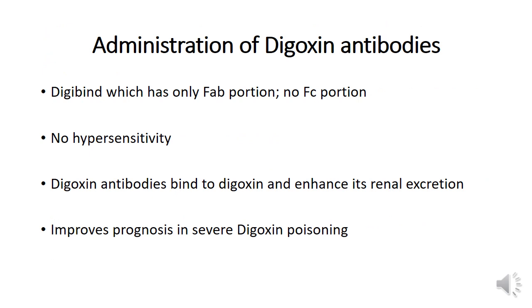Now, digoxin antibodies are also available for the treatment of digoxin overdose or digoxin toxicity. In fact, this antibody has improved the prognosis in patients who are diagnosed with digoxin toxicity. These antibodies enhance the renal excretion of digoxin after binding to them. Allergic reactions are not seen with the digoxin antibodies because they do not contain the Fc portion.